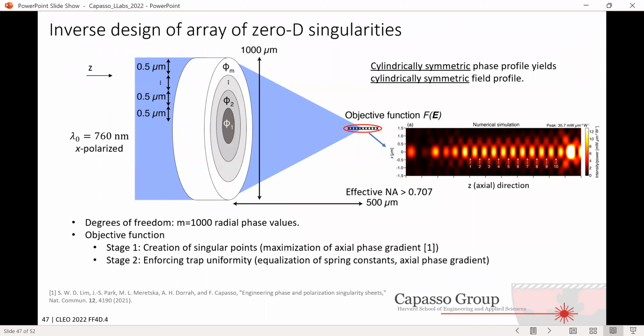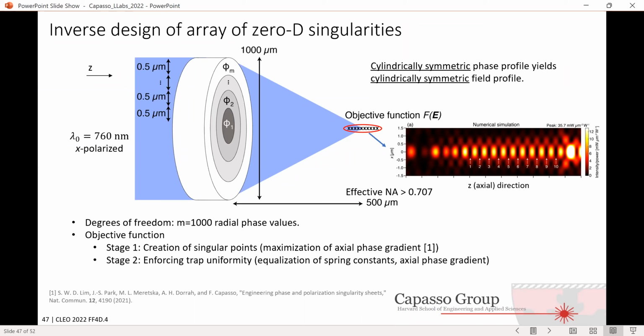But recently, we have had good luck, I would say hard work, not good luck, by my students to inverse design a metasurface, which has a cylindrical phase profile that creates an array of zero-dimensional singularities. These are these spots here. The intensity is zero here. In between, there is light, and the phase is undetermined. Okay. Now, you might think, what is the application? Well, scientifically, this could be used as a detuned trap.